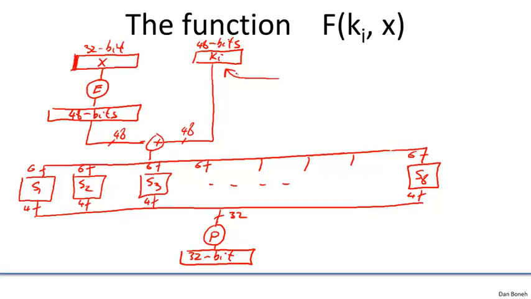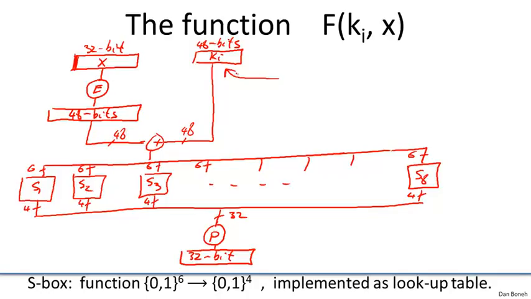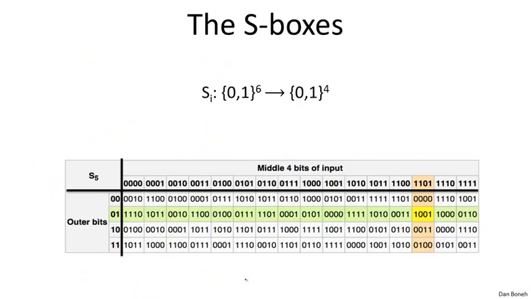Now, the only thing that's left to specify are these S boxes. The S boxes are just functions from 6 bits to 4 bits, and they're implemented as a lookup table, right? Describing a function from 6 bits to 4 bits amounts to writing the output of the function on all 2 to the 6 possible inputs. 2 to the 6 is 64, so we just have a table that contains 64 values, where each value is 4 bits. So here's an example. This happens to be the 5th S box. You see that this is a table that contains 64 values, 4 by 16.